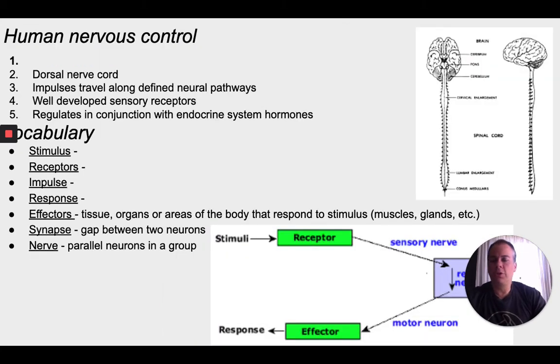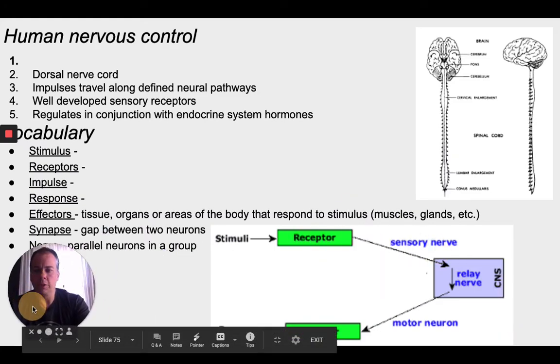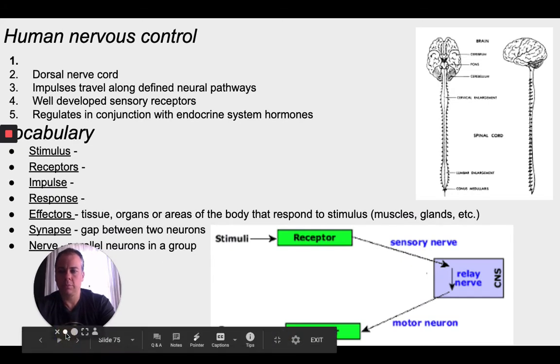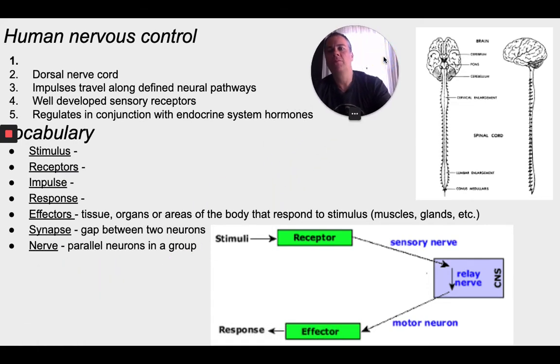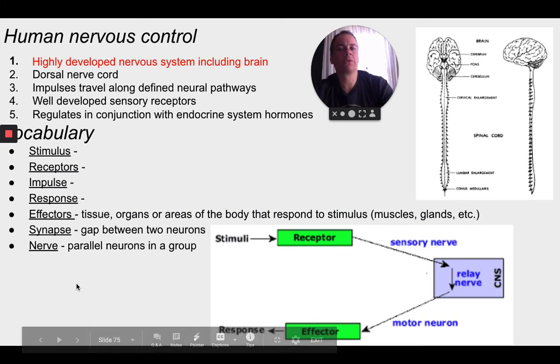So we move into humans, and this sort of applies mostly to mammals in general. We'll talk quite a bit here about some of the structures of the human nervous system. And so let's put me up here. In humans, nerve control happens utilizing what we call a central and peripheral nervous system. We'll talk a little bit about that. So in humans, we have quite a highly developed nervous system.